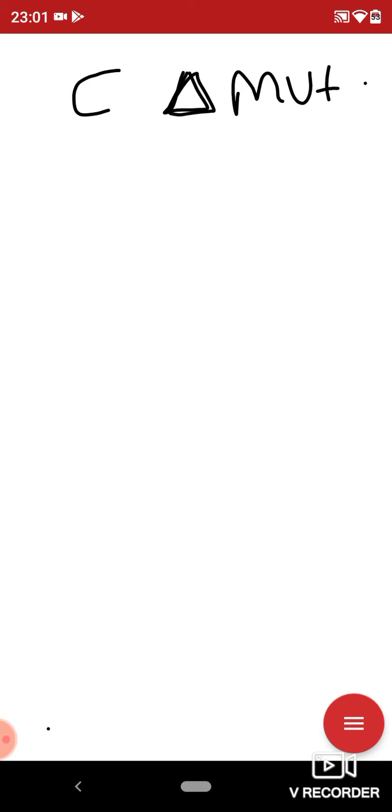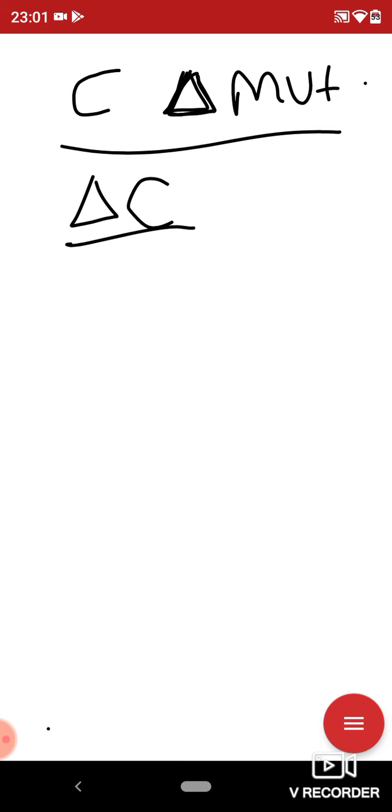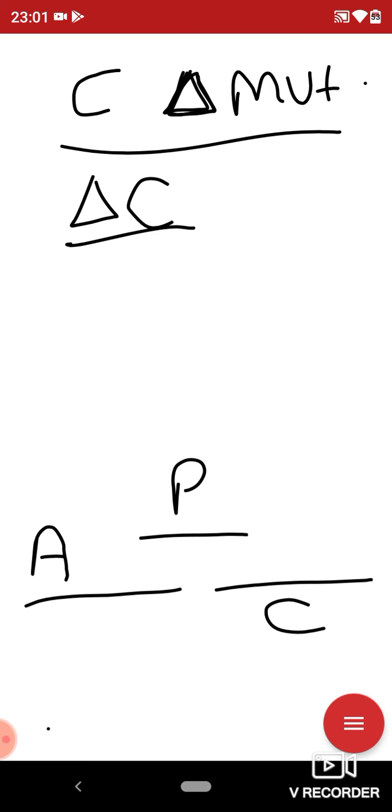So if the question comes: if C gene is mutated, we use this symbol for mutation, the delta. So if class C gene is mutated, what will be the floral organs? Look, class C is mutated, okay. So class A gene is there, class C is there and class B is there.